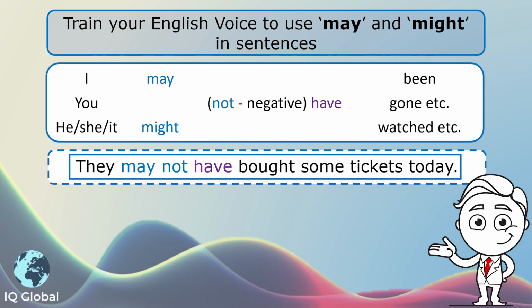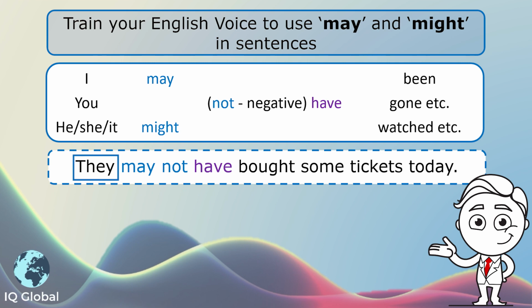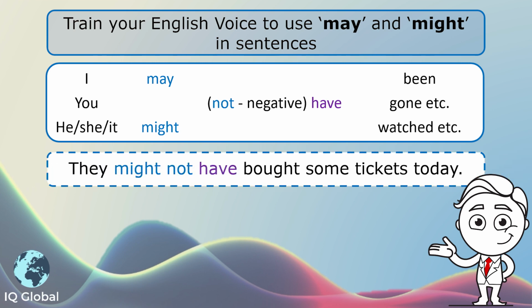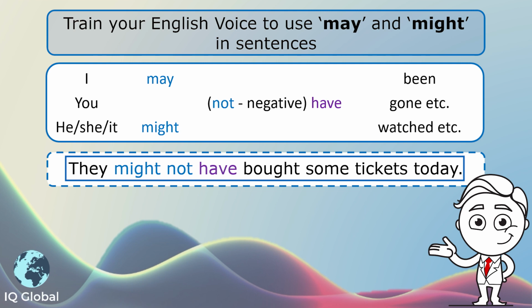So have a look at sentence example 1. They may not have bought some tickets today. Subject they, followed by may, not, because it is a negative, followed by have, because it is a past tense sentence, and then the verb, bought. Now have a look at sentence 2. They might not have bought some tickets today.